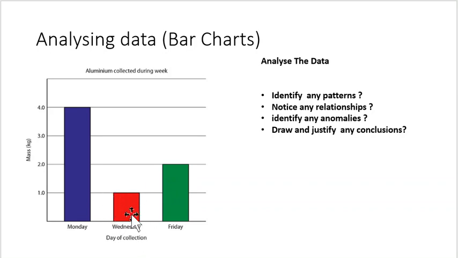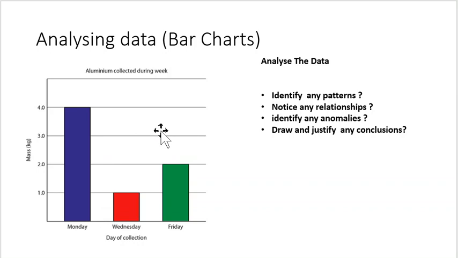Can we identify any anomalies? It seems unusual that we get a huge amount of aluminium on a Monday, and then we get nearly less than half of that on the Friday. So that might be an anomaly. We'd have to investigate it a little bit further.